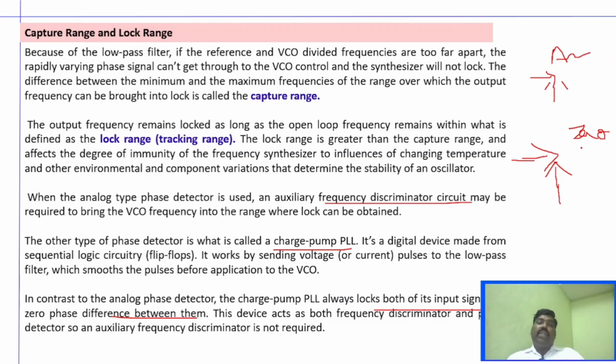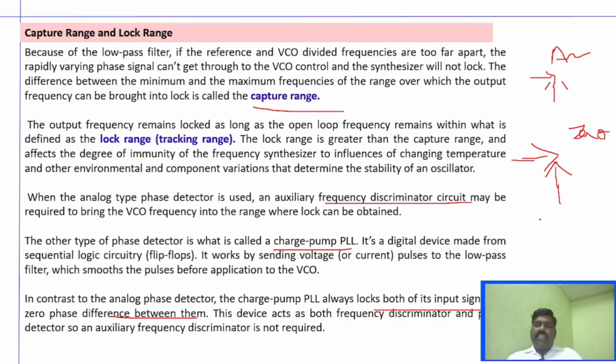And I already said what the capture range and lock range are. The capture range is the range where the PLL will achieve the locked condition, and the lock range is the range where the PLL maintains the locked condition between the input signal and the output signal. This lock range can also be called the tracking range.